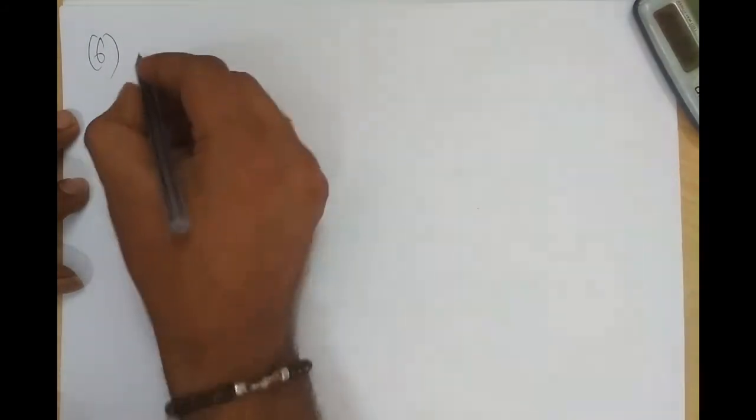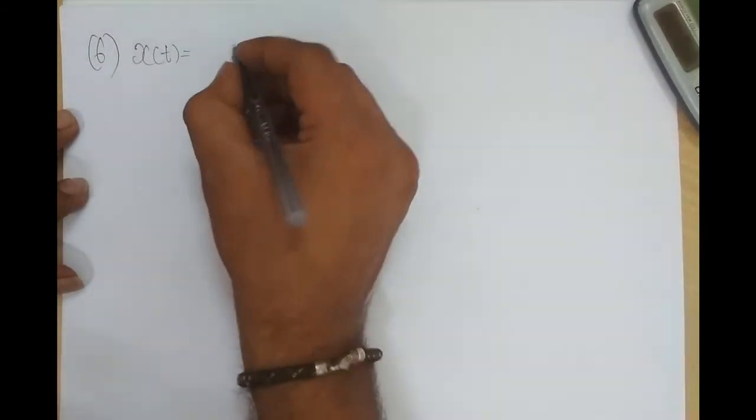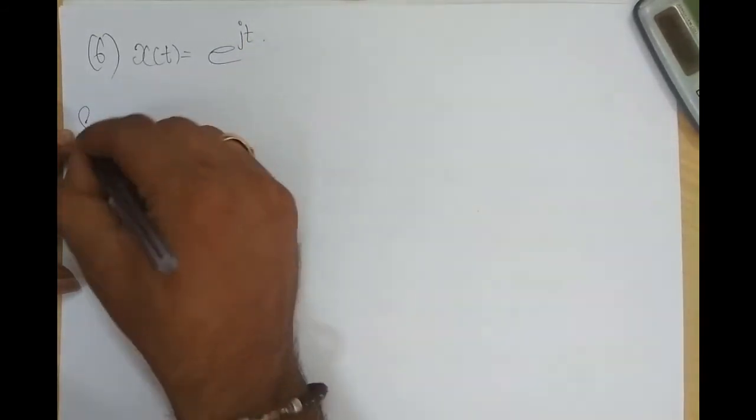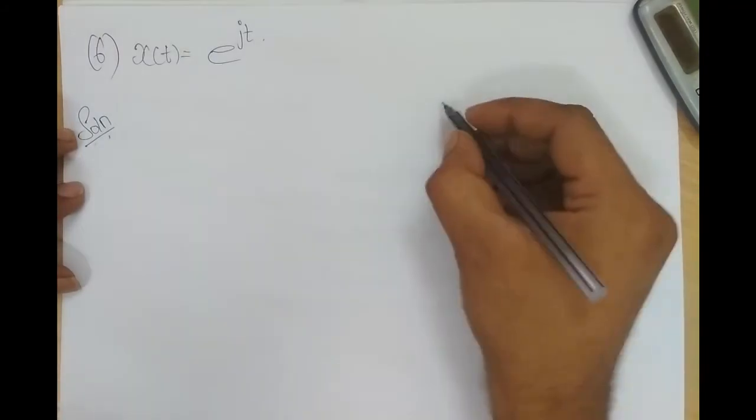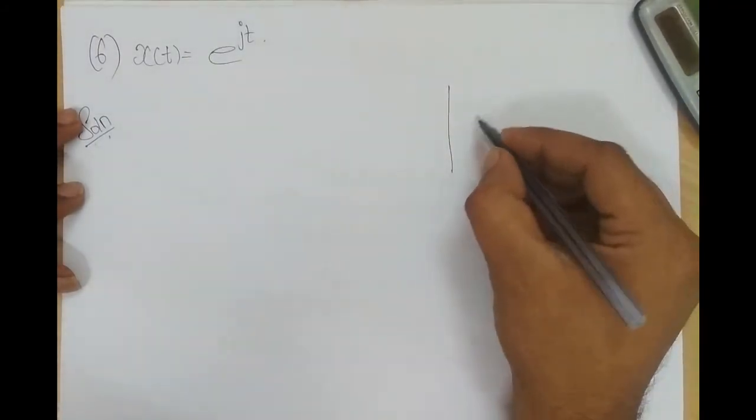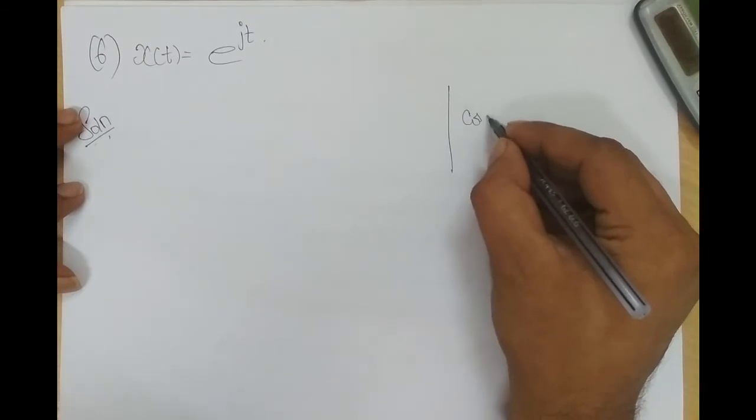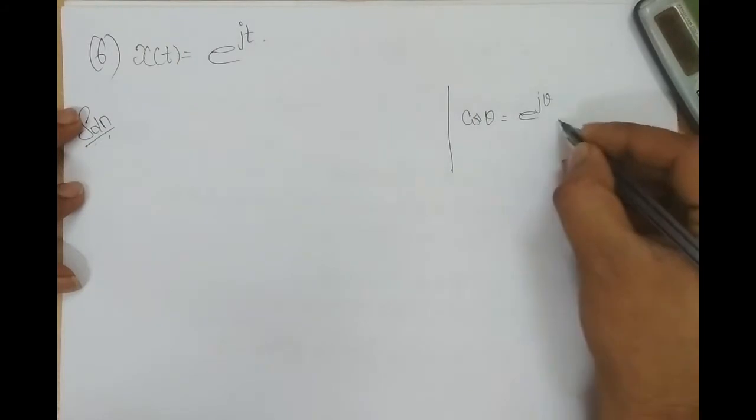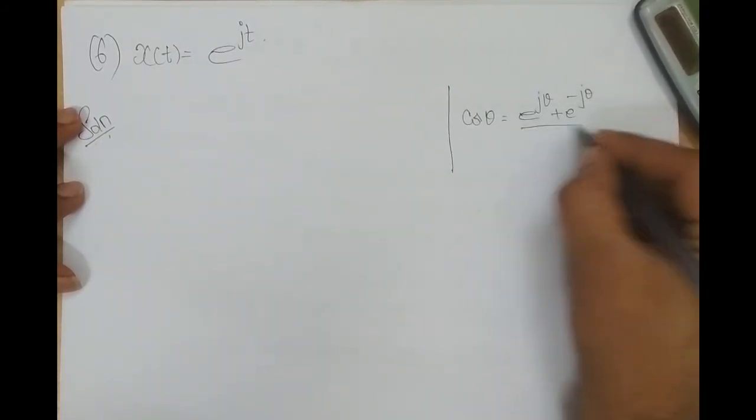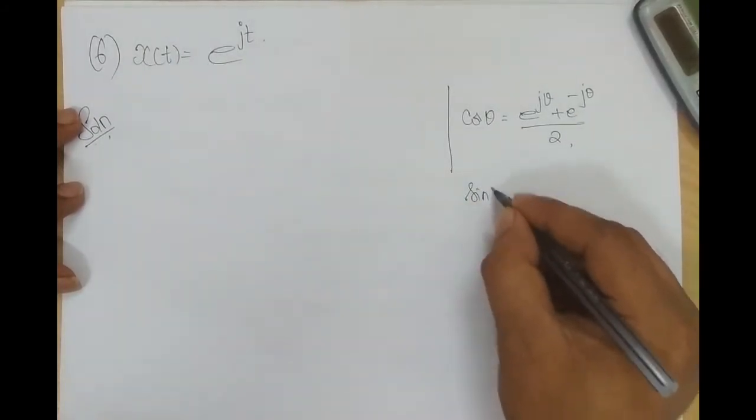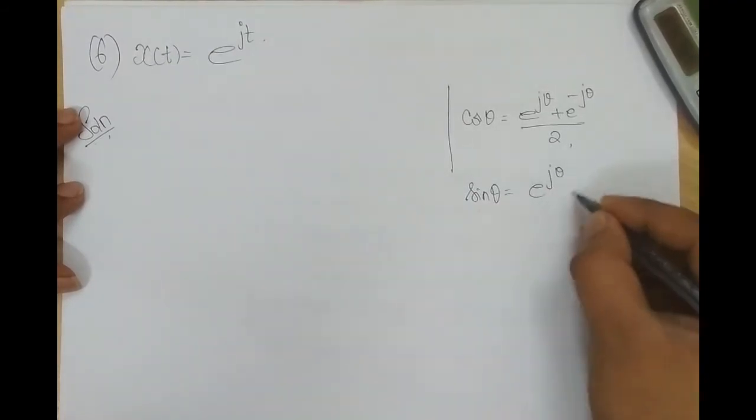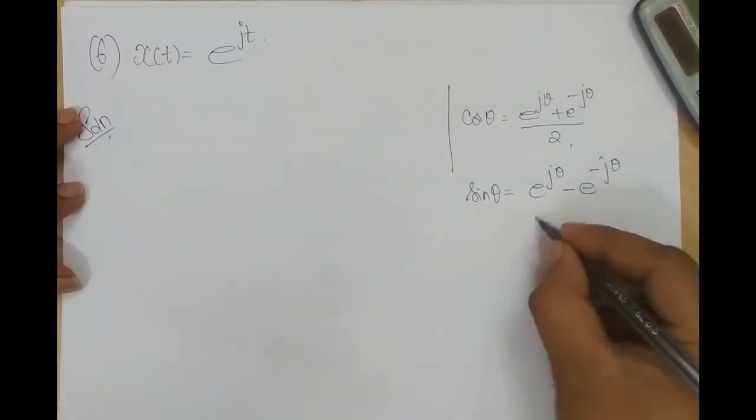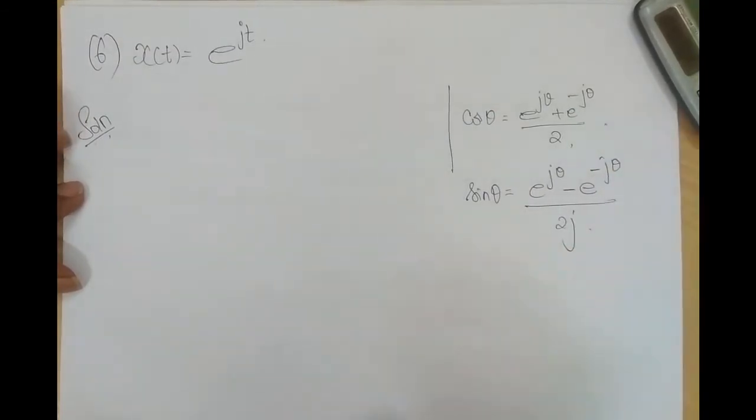Next problem, x of t is equal to e power j t, right? What is the aim here? We have to find its even and odd components, right? So solution. Before we go with the solution, what is actually cos theta in terms of exponential? It is e power j theta plus e power minus j theta divided by 2, right? What is sin theta? Sin theta is e power j theta minus e power minus j theta divided by 2j. Okay, you should know this result, because we are using this result in this problem, right?